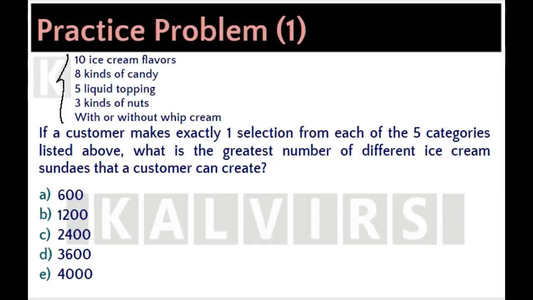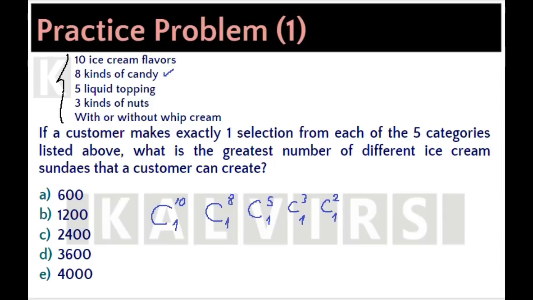First of all, is the order of the ingredients important? Since the order of the ingredients is irrelevant, this problem involves combinations. Of 10 ice cream flavors, we're choosing one of them. Of 8 kinds of candies, we're choosing one of them. Of 5 liquid toppings, we're choosing one of them. Of 3 kinds of nuts, we're choosing one of them. And with or without whipped cream, we're choosing one of them.